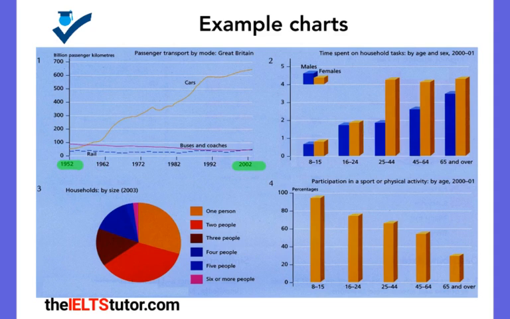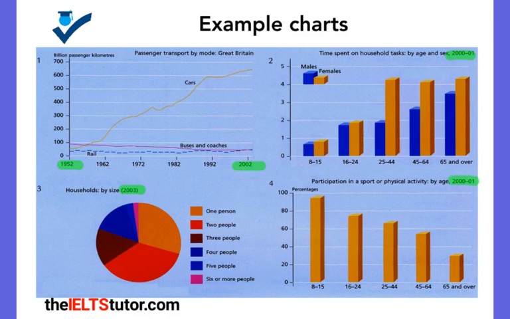Chart number 2 is a period of 1 year, which is 2000 to 2001, as you can see here at the top. Chart number 3 is the year 2003, as you can see there. And chart number 4, again, it's 1 year, 2000 to 2001, as represented there.